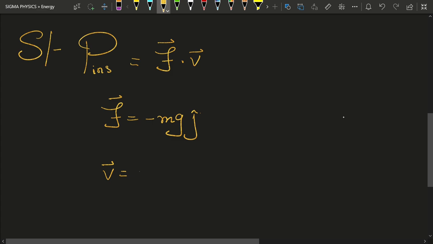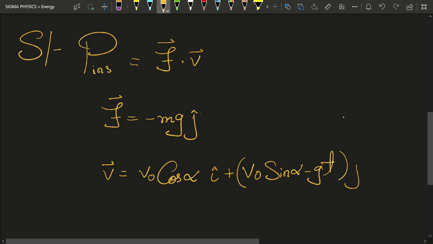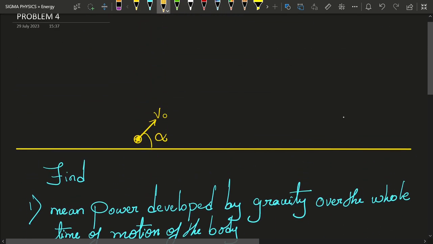can be given by V naught cos alpha i cap plus (V naught sin alpha minus gt) j cap. Since the projectile was thrown with a velocity V naught, its component in the x direction will be V naught cos alpha, and its component in the y direction will be V naught sin alpha.